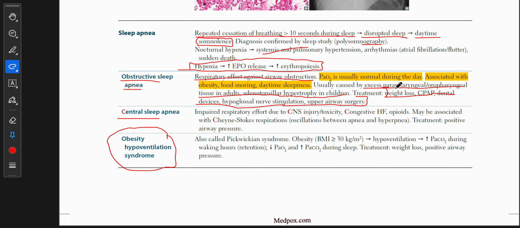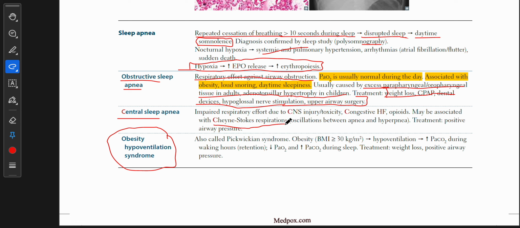So in central sleep apnea, impaired respiratory effort is due to CNS injury or toxicity. It is in the name, right? Central sleep apnea, and also there is CNS injury or toxicity, and also congestive heart failure can cause that. So C for central sleep apnea, C for CNS injury or toxicity, and then C for congestive heart failure. And also opiates can lead to central sleep apnea, and it may be associated with Cheyne-Stokes respirations too. So C, C, C, C, C.